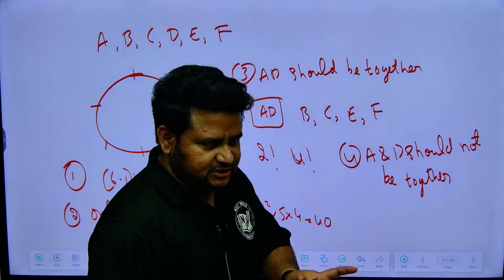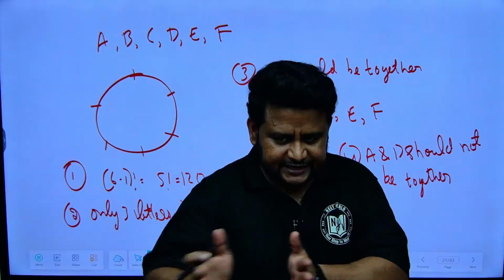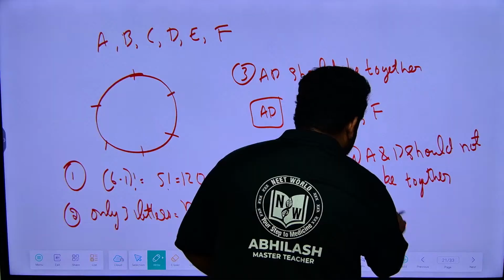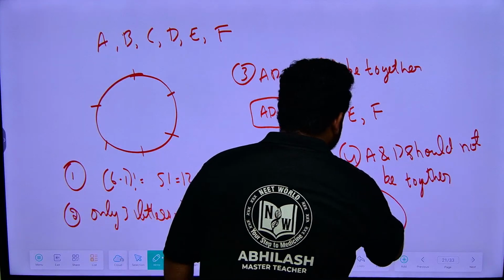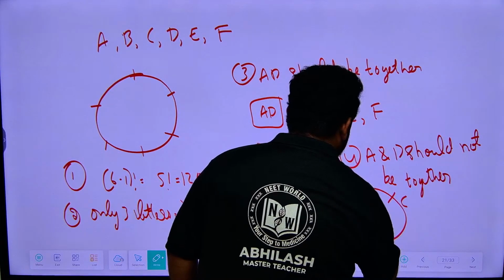First we fix the consonants. So vowels should not be together means what did we do? We first fix V, R, T. Then we fixed the vowels. Similarly, you have to do the same thing here in the circle. A and D should not be together means first fix the remaining things. B is there, C is there, D you should not write, E is there and F is there.